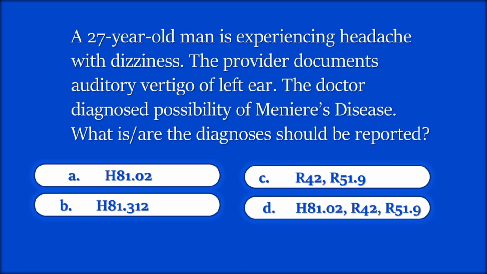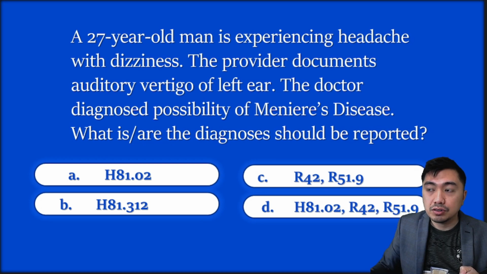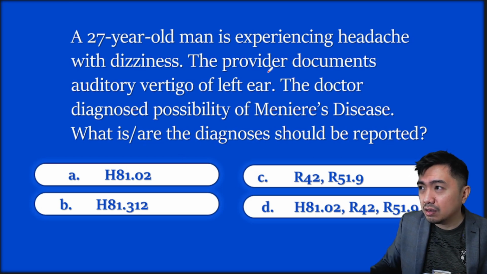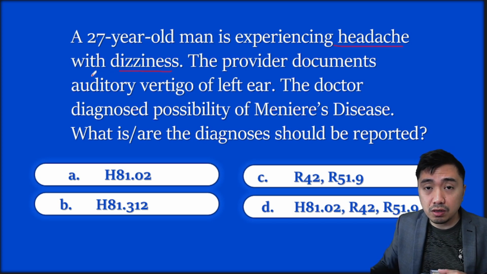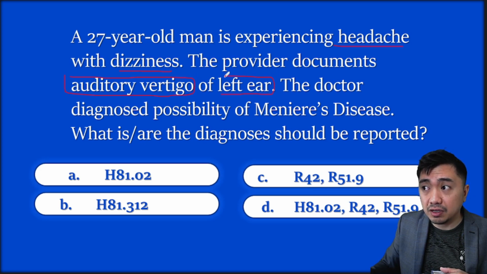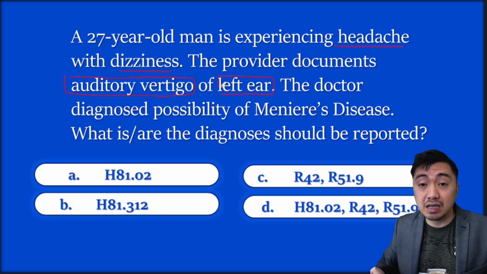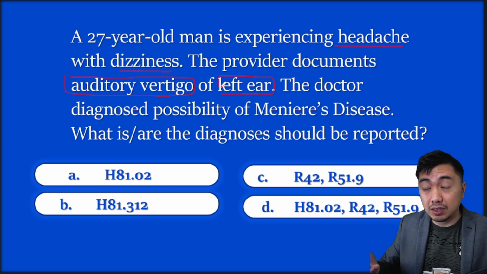Okay, let's now answer this question. So a few things to check here. What is the chief complaint? That's going to be headache and dizziness. The doctor documented auditory vertigo of which part? The left ear. So take note, laterality is important in your ICD-10-CM coding. So again, it will be indicated if it's left, right, or both ears in some cases.